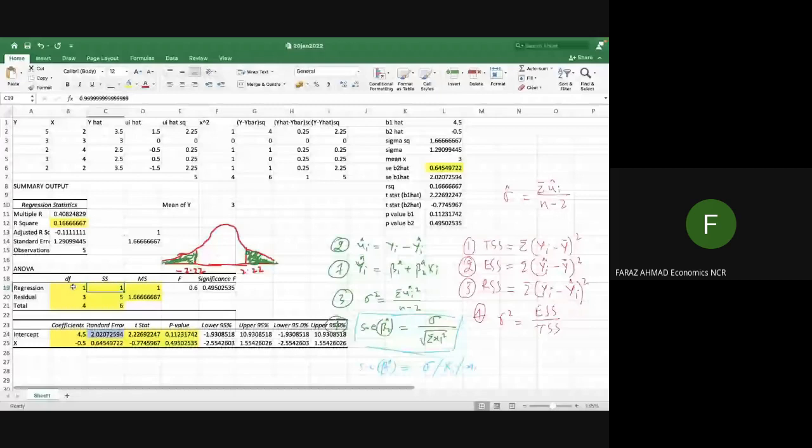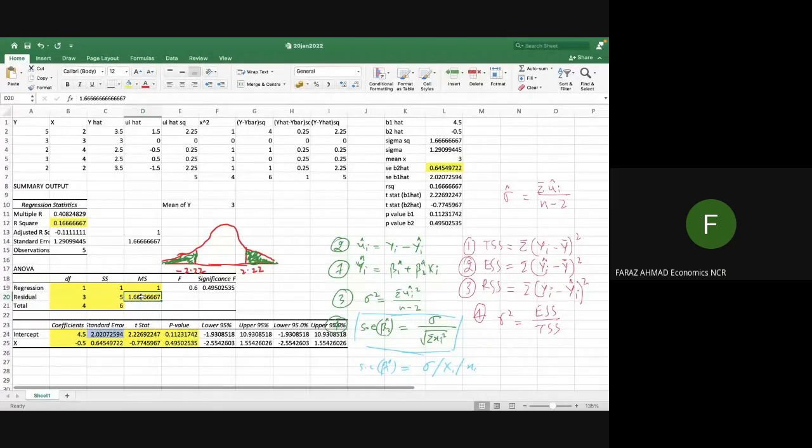Now we are trying to calculate the mean sum of squares. So we will be dividing the sum of squares by their degrees of freedom. So if we divide 1 by 1, we get a 1. And when we divide 5 by 3, we get 1.66. So we have divided the sum of squares by their respective degrees of freedom, and we got mean sum of squares.